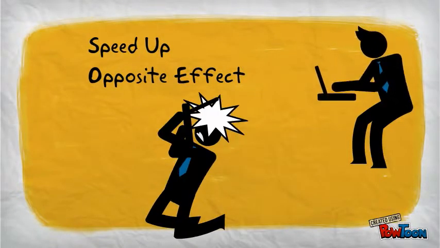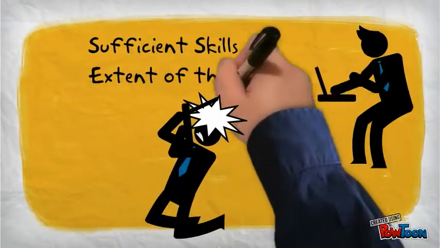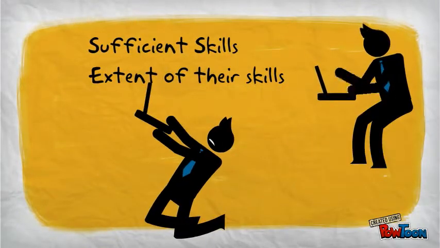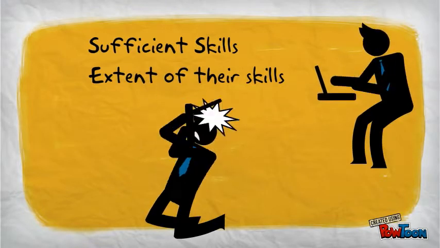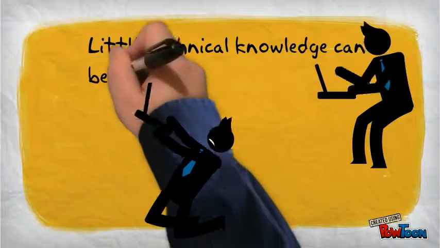have the opposite effect. Firstly, the user must have sufficient skills to be able to create the system, and secondly, they must understand the extent of their skills. Sometimes a little technical knowledge can be worse than no knowledge at all.